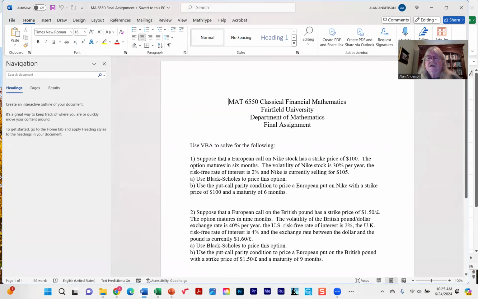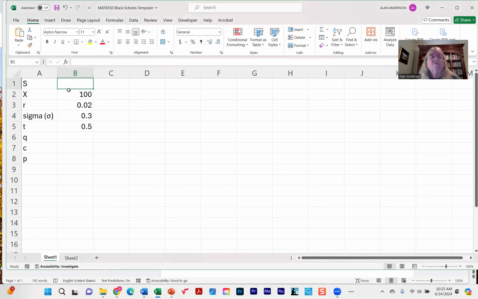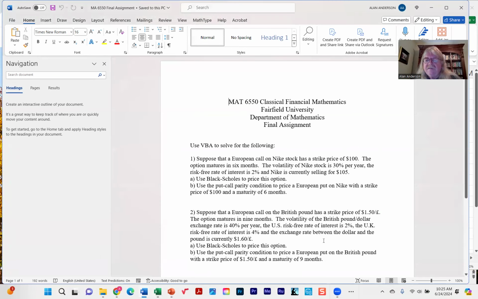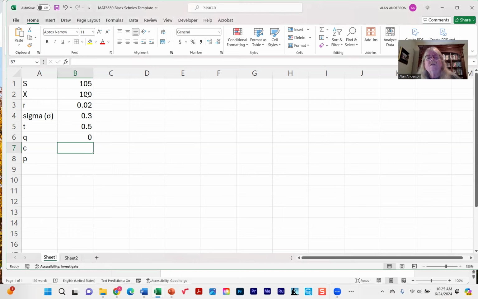The price of the stock. Now, by the way, if you notice, this one doesn't mention anything about a dividend. So let's let the Q go to 0. Okay, the second problem does have a cash flow. This one does not. So we're going to leave the Q at 0.